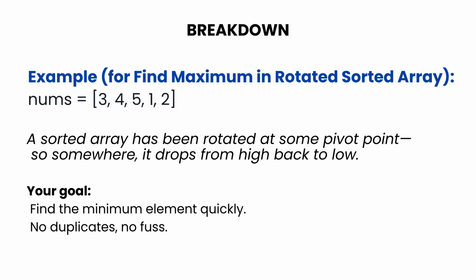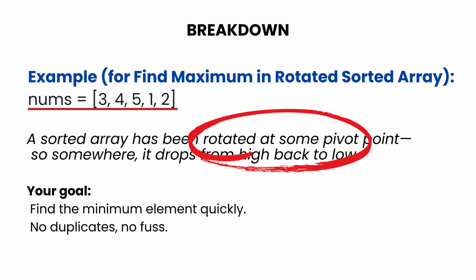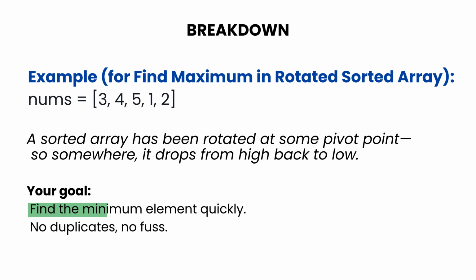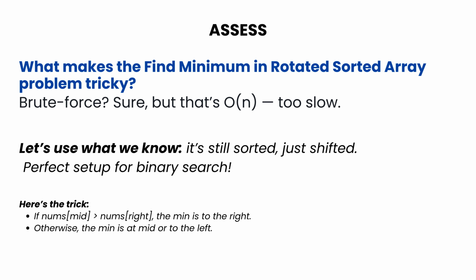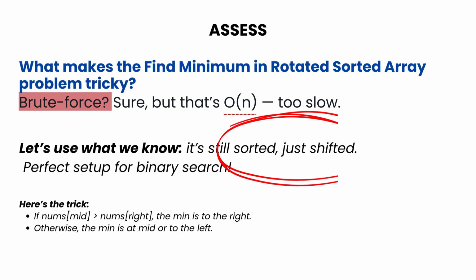You're given a sorted array that's been rotated at some pivot, so somewhere, the sequence jumps from high to low. Your goal: find the minimum value in the array, as efficiently as possible. The array contains no duplicates. Now let's assess our options. Brute force means scanning every element, O(n) time. But the array's sorted and only rotated. That's a perfect setup for binary search.